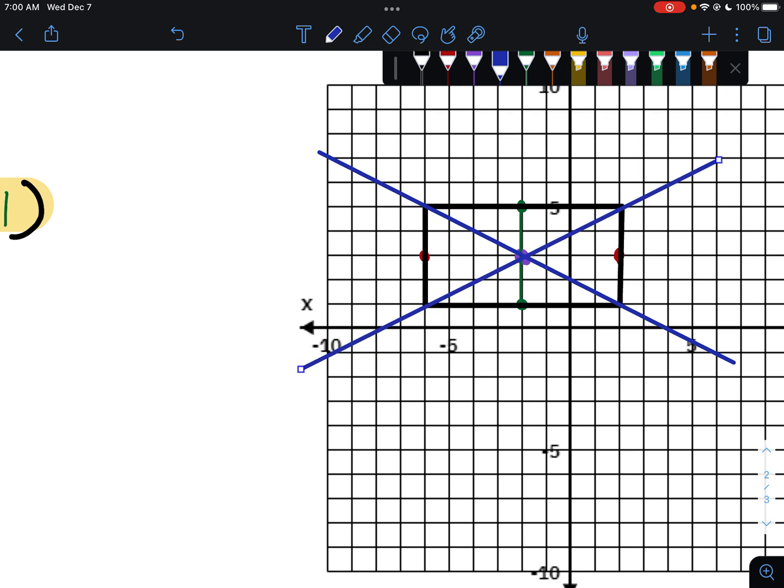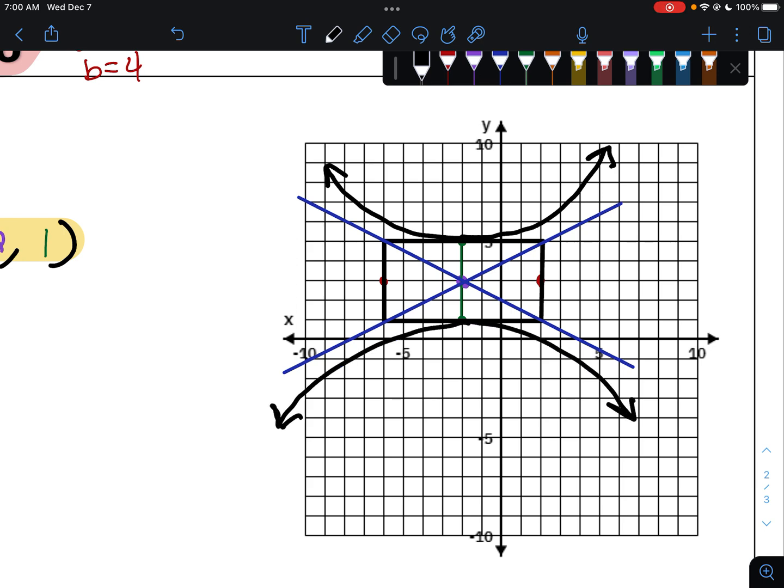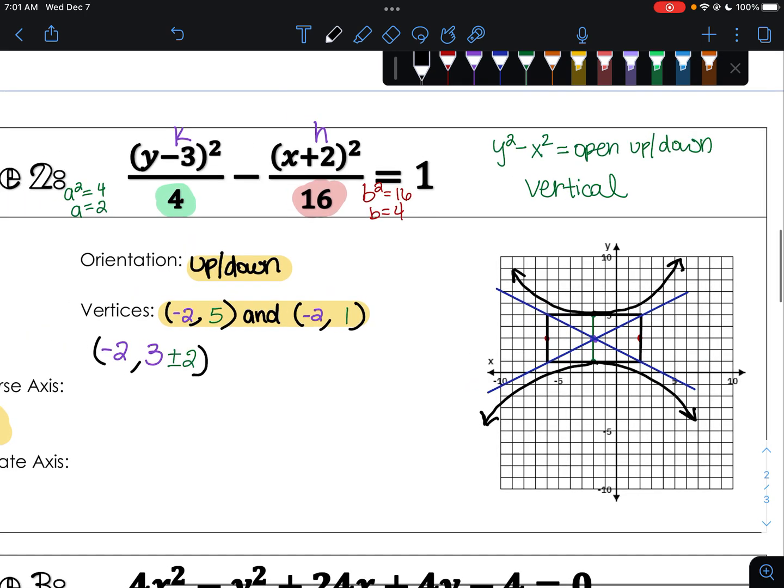So here to here. Okay, we said it opened up, down. So I take my vertex, I go up. I take my vertex, I go down. And it looks something like that. Okay, the rectangle that we actually draw is not part of the graph. It's just a way to get those asymptotes without having to find the equation.